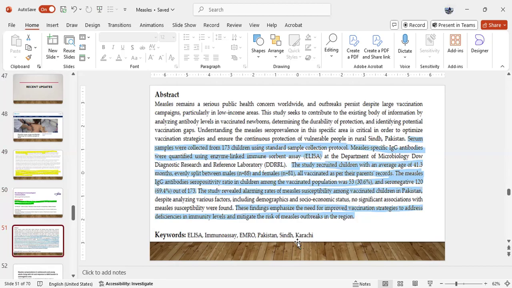The measles IgG antibody seropositivity ratio in children among the vaccinated population was 30.6%, and among the seronegative individuals was 69.4%. The study revealed alarming rates of measles susceptibility among vaccinated children in Pakistan. These findings emphasize the need for improved vaccination strategies to address deficiencies in immunity levels and mitigate the risk of measles outbreaks in the region.